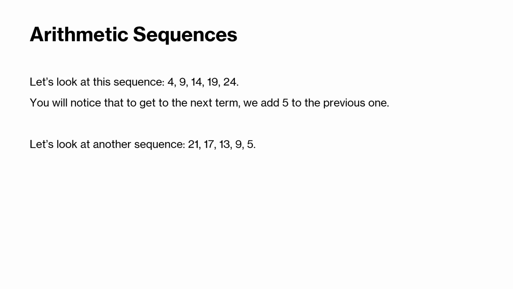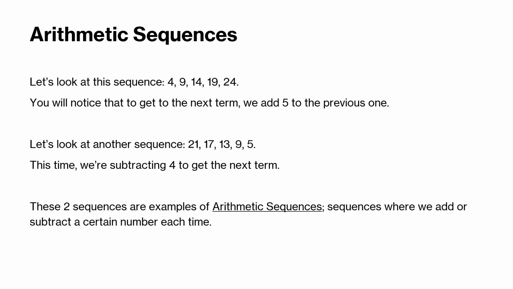Let's look at another sequence, 21, 17, 13, 9, and 5. This time, we're subtracting 4 to get to the next term. 21 minus 4 is 17, 17 minus 4 is 13, and so on. These two sequences are examples of arithmetic sequences. Sequences where we add or subtract a certain number each time.